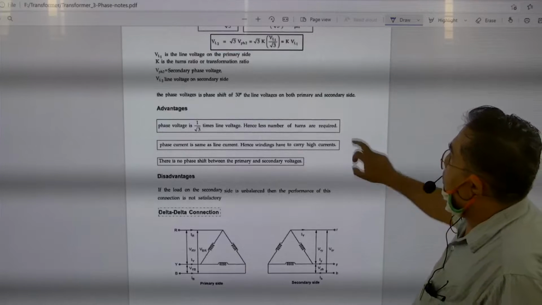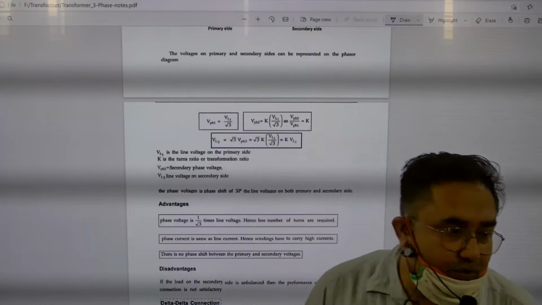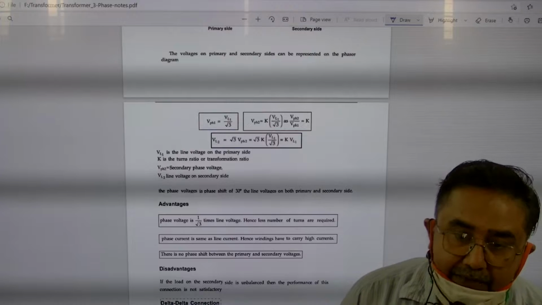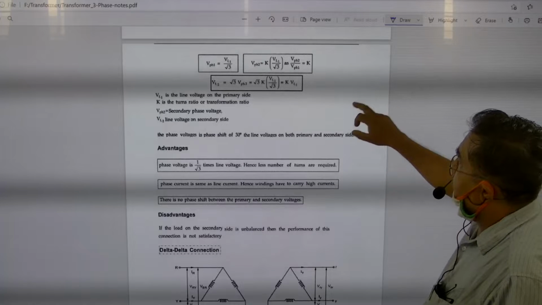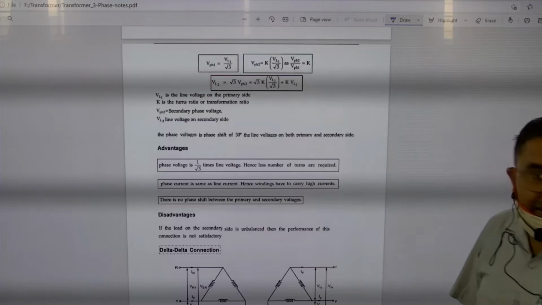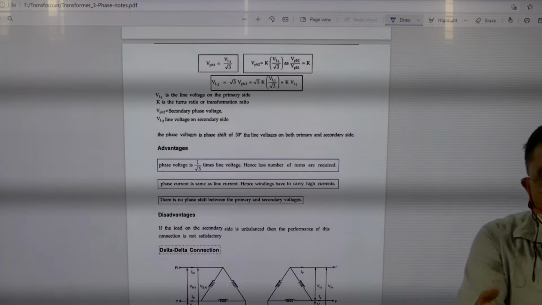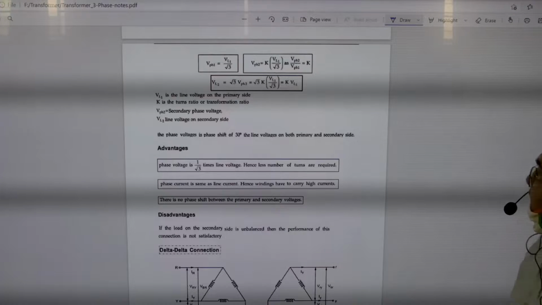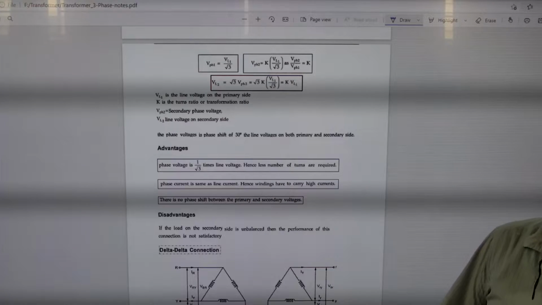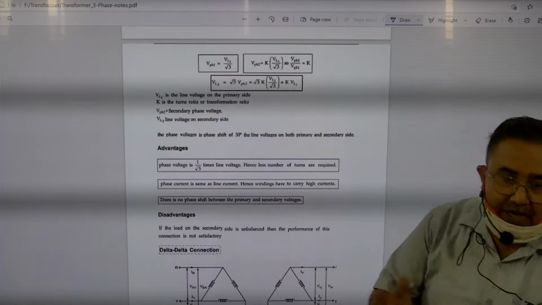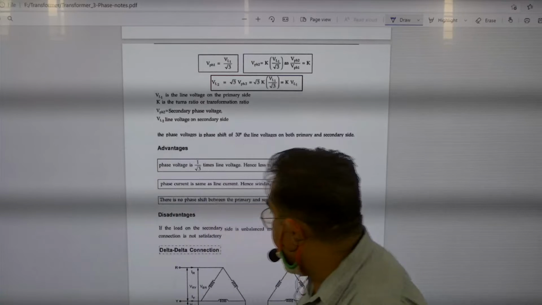Then I have already told you that in case of star connection, phase voltage is 1 upon root 3 times the line voltage. Is it clear? Also, the advantage is very clear, that since phase voltage is 1 upon root 3 times the line voltage, insulation requirement is less. Then winding can carry heavy current because line current is equal to phase current, and thirdly there is no phase shift between primary and secondary because both are connected in star form.